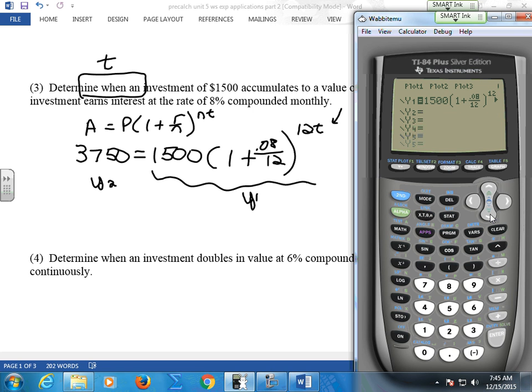Okay, and in the second one, we're going to put 3750. Now, obviously when we graph this, it is not happening on our little 10 by 10. So let's take a look at our window.